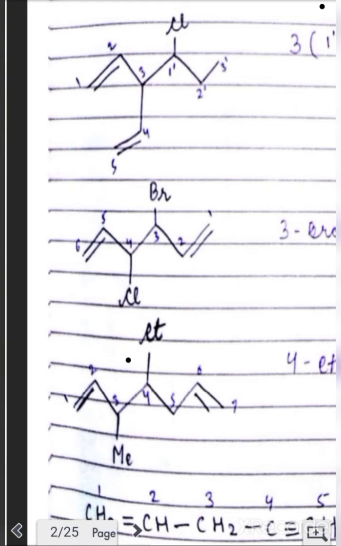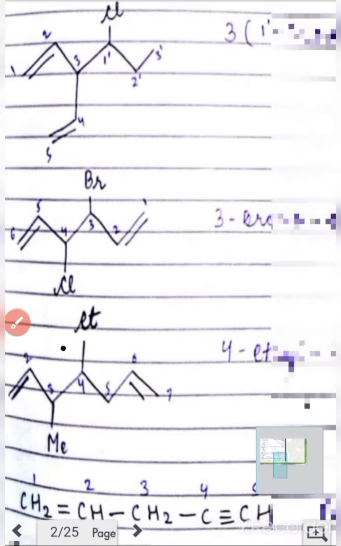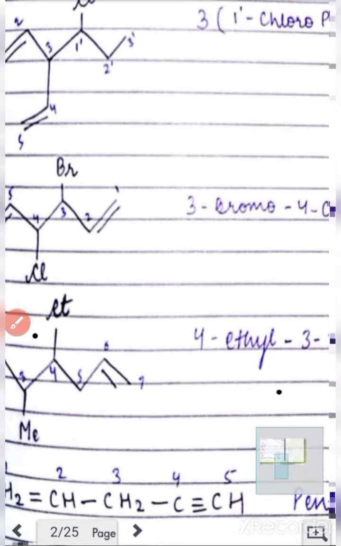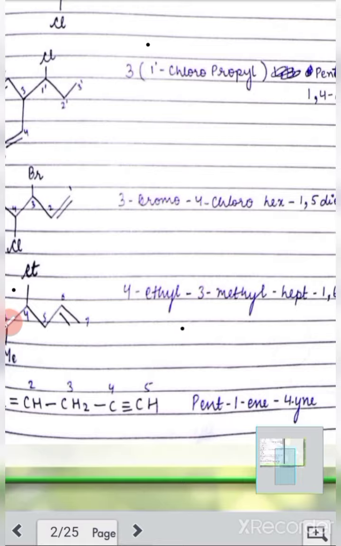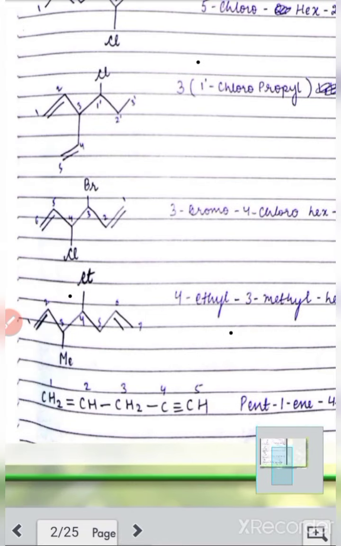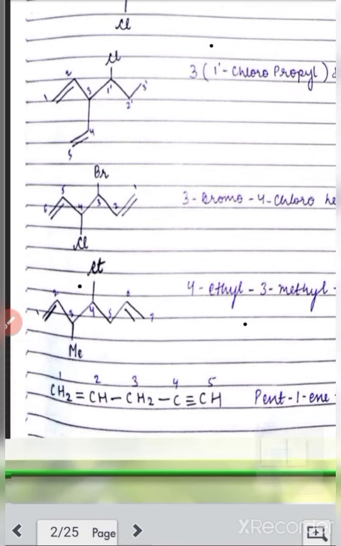In this example, our principal chain would be this. Now we can number it from left hand side or from right hand side. The correct numbering is from right hand side. You will try to think why the numbering from left hand side is wrong. So I have given you the name of this compound. It will be third position contains bromo, so 3 bromo, 4 chloro, hex 1,5-diene.